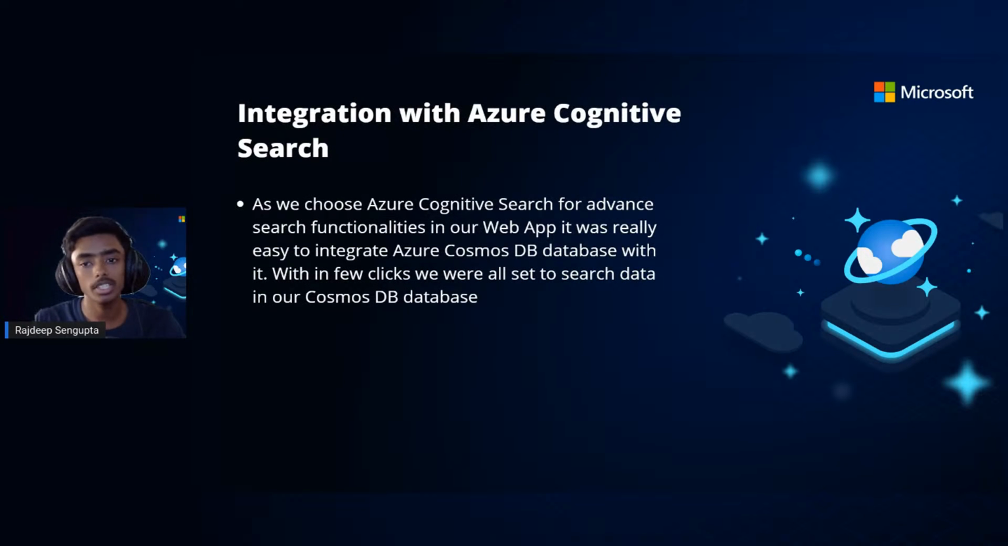Now the point is integration with Azure Cognitive Search. As we chose Azure Cognitive Search for advanced search functionalities in our web app, it was really easy to integrate Azure Cosmos DB with it. Within a few clicks, we are all set to search data in our Cosmos DB database. Now let's move on to creating a database in Cosmos DB, how you can create a database in Cosmos DB.